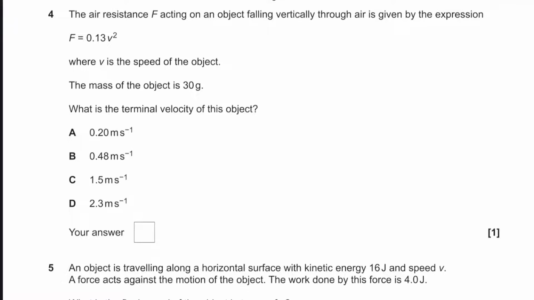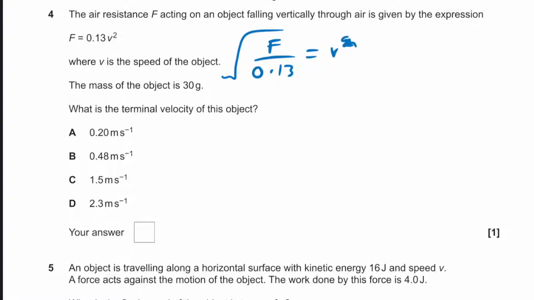Number 4. Air resistance F is equal to 0.13 v squared. The mass of the object is 30 grams. What is the terminal velocity of this object? Okay, so what we need to do is rearrange this. Let's do it one step at a time. So F over 0.13 is equal to v squared. So that means, of course, that it's going to be the square root of that, isn't it?